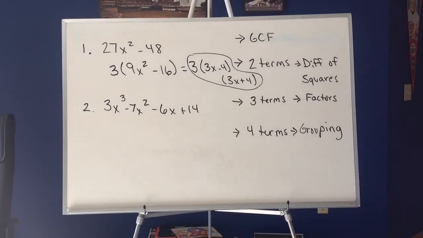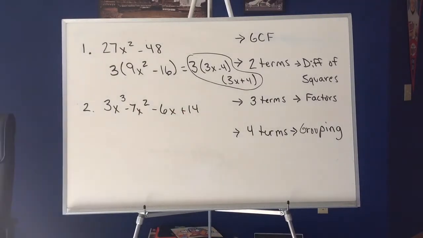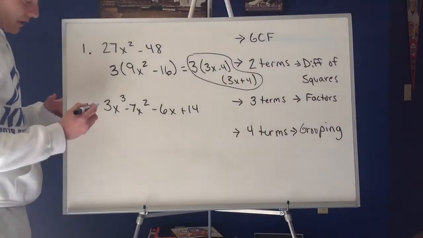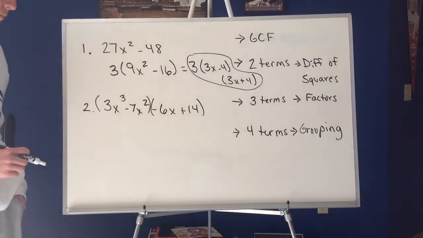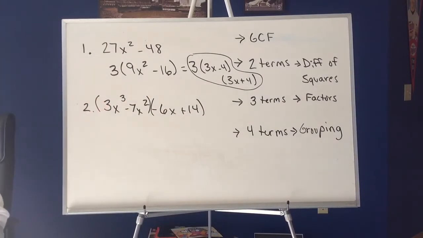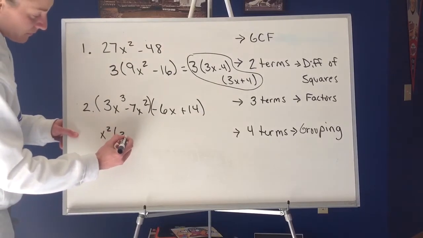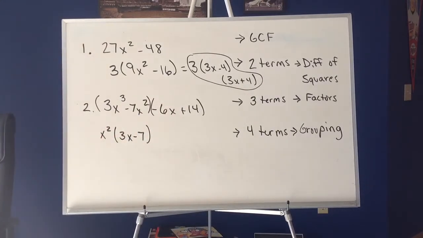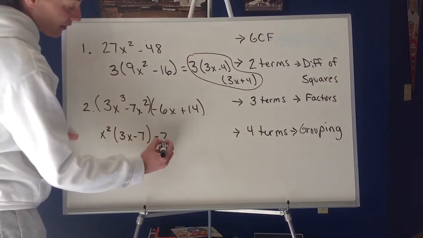For number 2, again, look for GCF first. As I look at each of these, I do not have a GCF with all of them. Okay, so then I look at the number of terms. I have 4 terms. If I have 4 terms, I'm looking to do my grouping. Okay, so I'm going to group the first 2 together and the second 2 together. Okay, if I look at the first grouping, I have a GCF of x squared that I'm going to take out. If I look at the second grouping, I can pull a 2 out. And remember, if this is a negative, I have to actually pull out a negative 2.